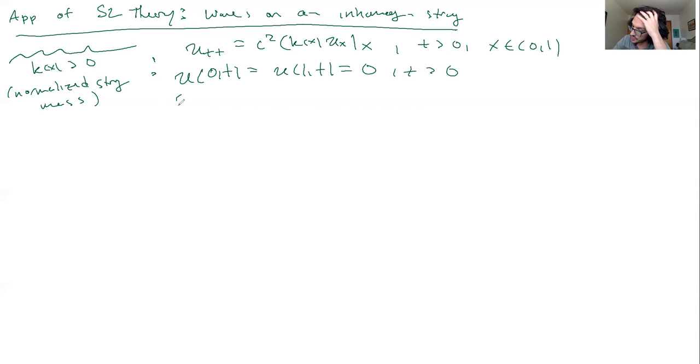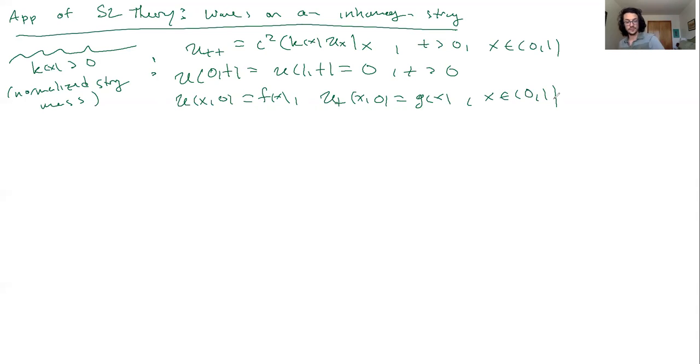And let's have some initial conditions, u of x, 0 equals f of x, and u_t of x, 0 equals g of x. X lives in 0 to 1, okay? So call this Dirichlet BCs, or fixed ends, and these are ICs. Okay, so what do we do first? Say it out loud to yourself.